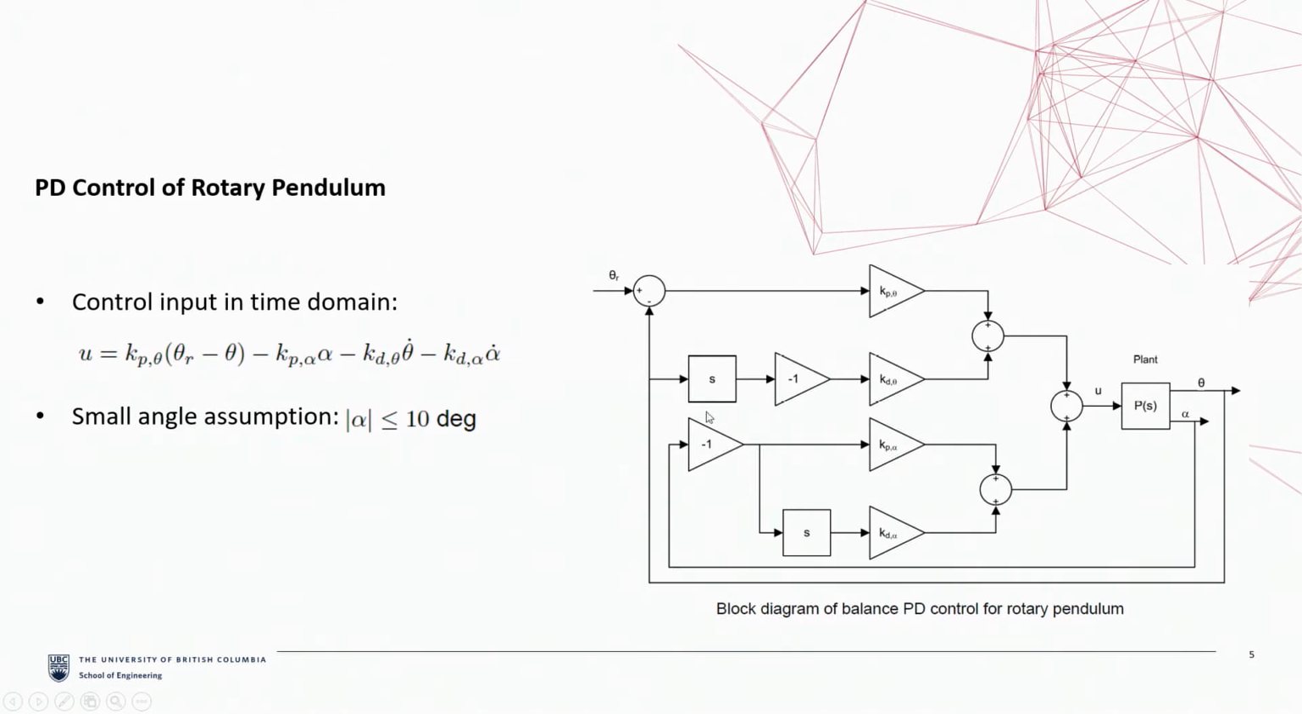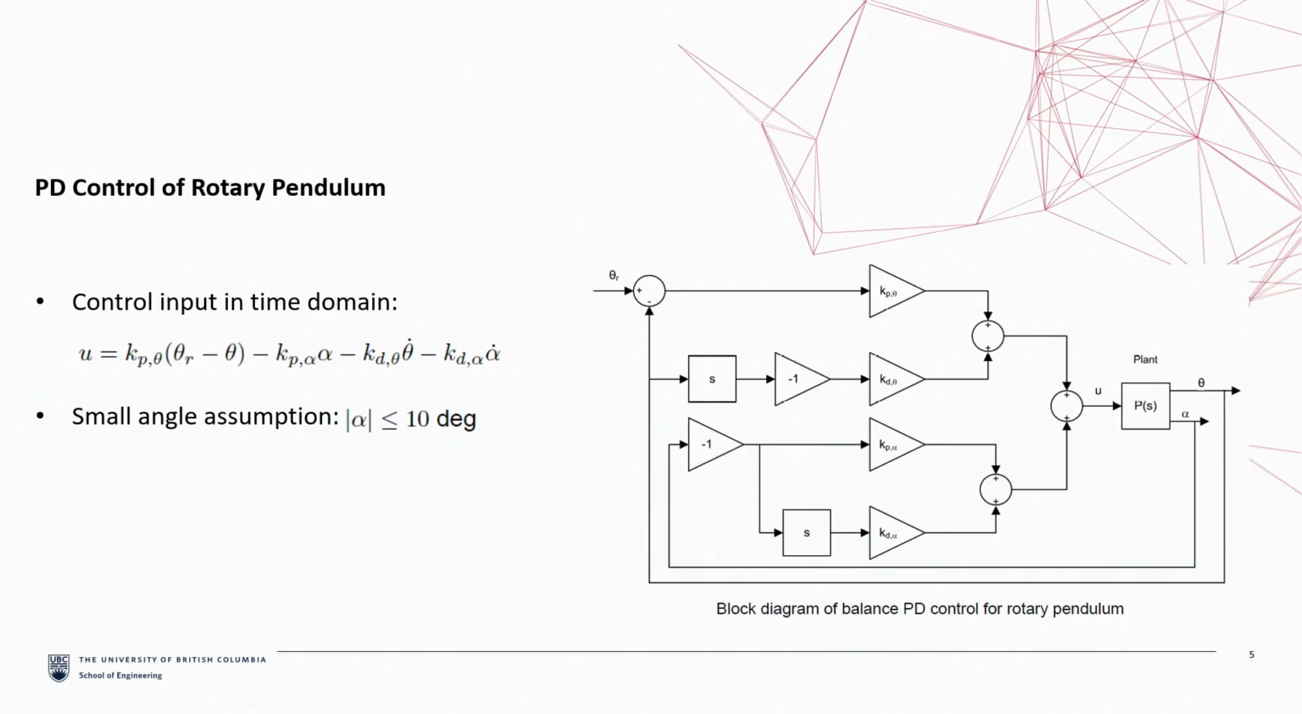The control law can be expressed as follows. In this equation, Kp theta is the arm angle proportional gain. Kp alpha is the pendulum angle proportional gain. Kd theta is the arm angle derivative gain, and Kd alpha is the pendulum angle derivative gain. The desired angle of the arm is denoted by theta r, and the reference for the pendulum angle is 0. That is why the proportional gain is only multiplied by the negative of the alpha value.